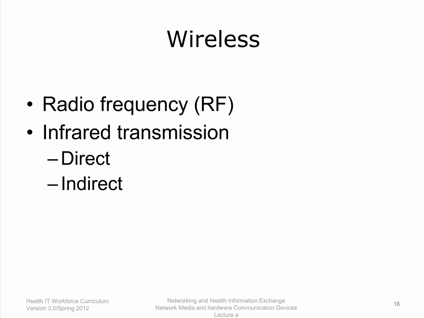In indirect infrared transmission, signals can bounce off of walls, ceilings, and any other objects in their path, so that the signals can be sent from the transmitter to the receiver. For example, you can point the remote control at the wall, and the signal will bounce off the wall and change the TV station. Angle in equals angle out.